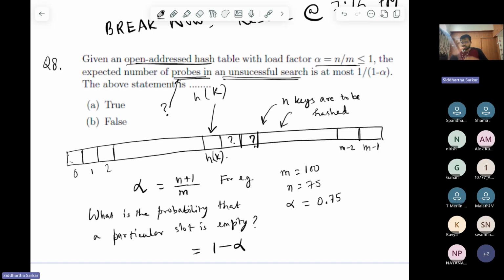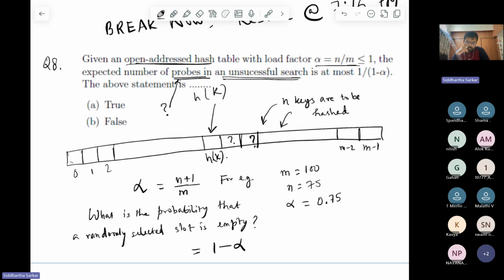Alpha portions of the slots are filled, so 1 minus alpha portion of the slots are empty. So that is the probability that a randomly selected slot is empty: 1 minus alpha. Okay.